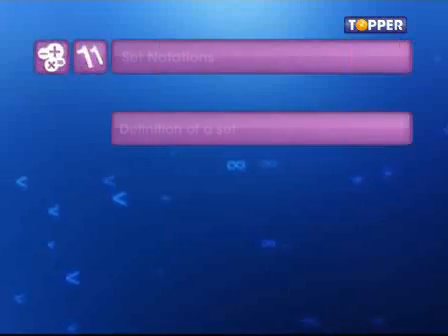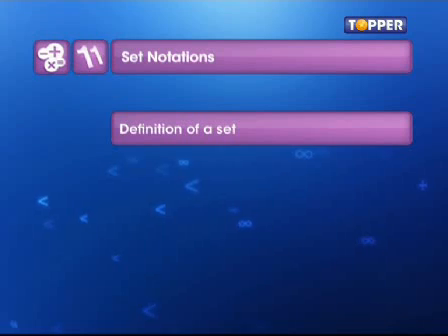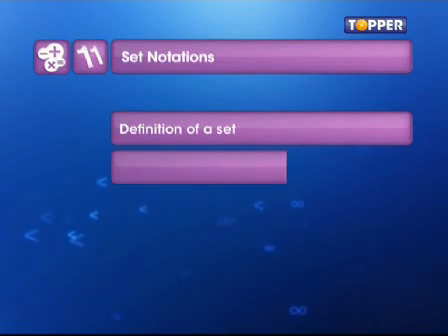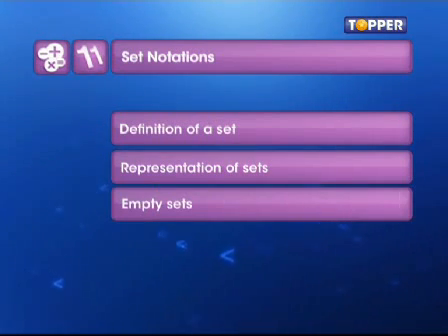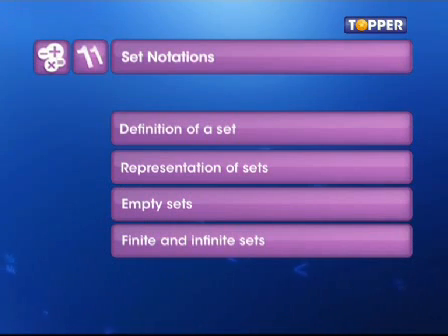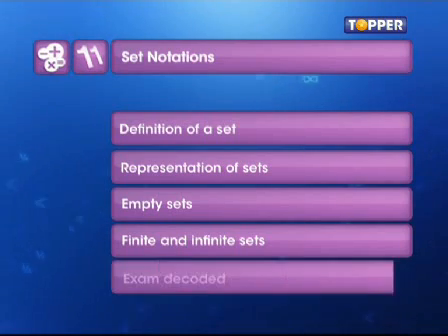For math is all about numbers, and here on Math 11 is where we crack them. In today's episode, we're going to learn about sets and see how they are different from a collection. Our goals are to understand the two methods of representation of sets, what an empty set is, learn about finite and infinite sets, and learn about a few new terms related to these concepts. And of course, no episode is complete without the vital exam decoded section.